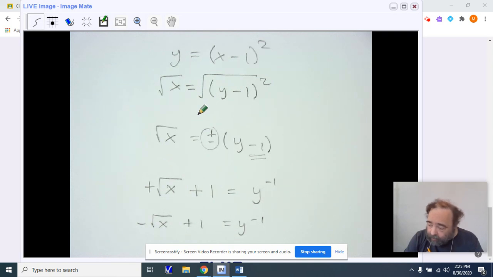Okay, that's the whole issue. And that's what we have to be careful of. That's the idea of restricting the domain, going from the vertex point, choosing the positive side, and then locating that positive equation.